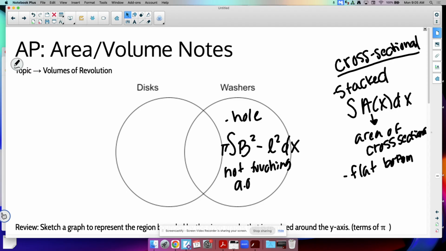So, axis of rotation. Okay, a disc. We can go the opposite of all of this. A disc doesn't have a hole in it. It's more like a hockey puck, just a solid figure. What makes it not have that hole in terms of its axis of rotation? It touches it. It touches the axis of rotation. What's the formula for a disc? Still has a pi.